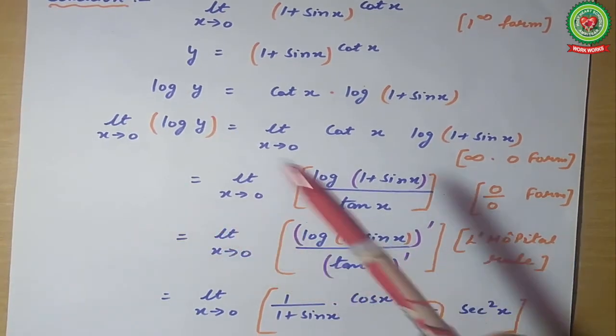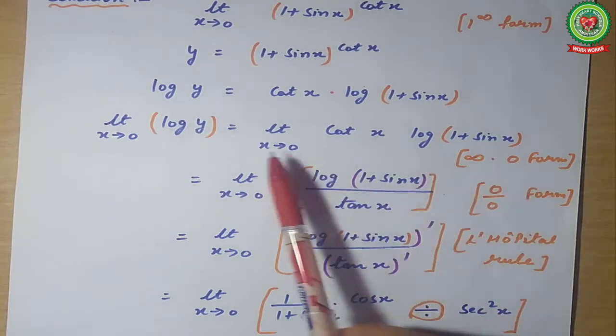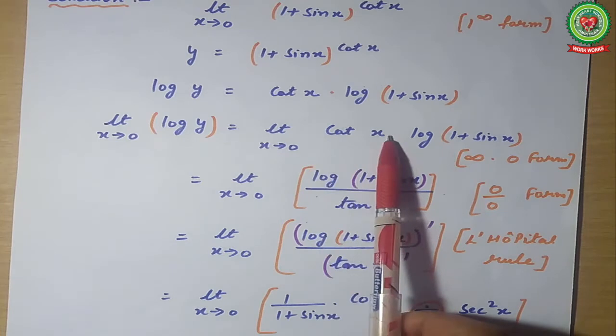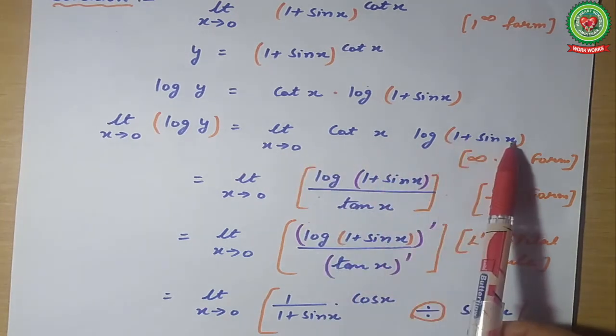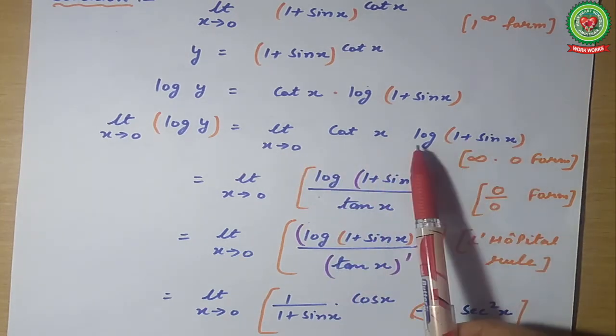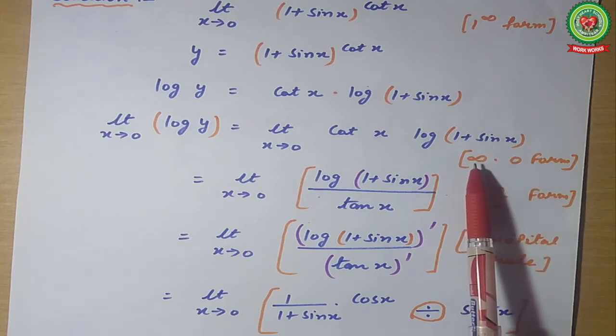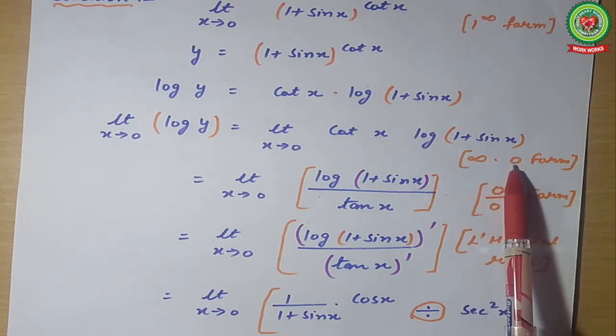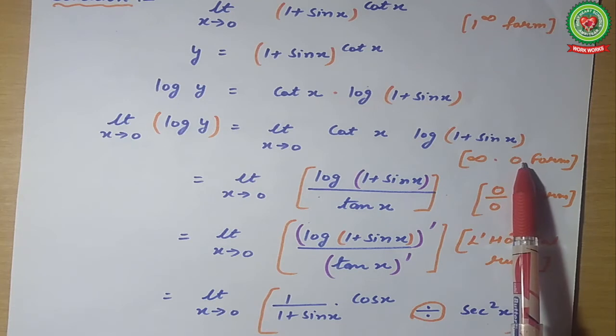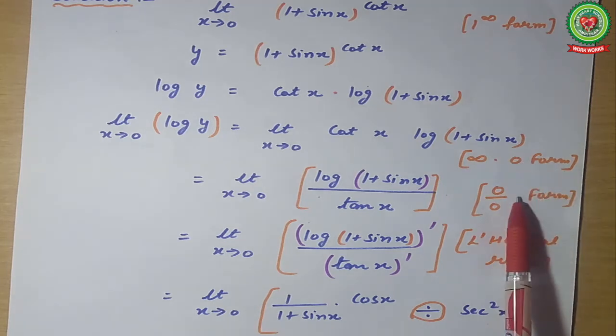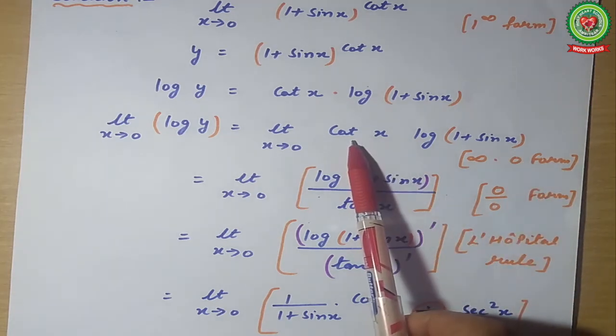Now, when you approach 0 here, cot 0 means infinity and 1 plus sin 0 means 1. So log 1 is 0. It is the form of infinity into 0 form. Now, whenever this type of form is there, you will convert it into 0 by 0 form. So cot x is there. You will take benefit of this. You convert it into tan x.